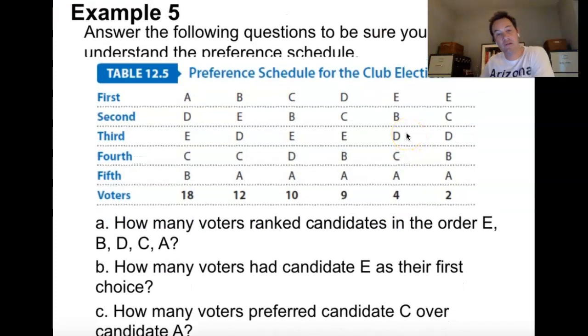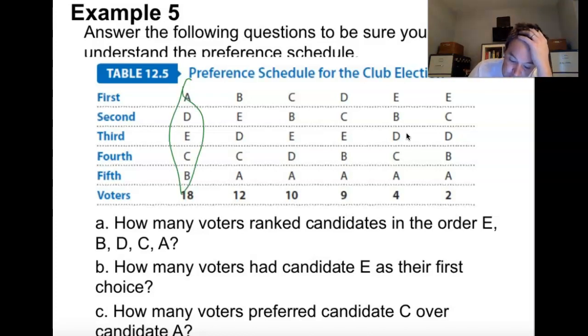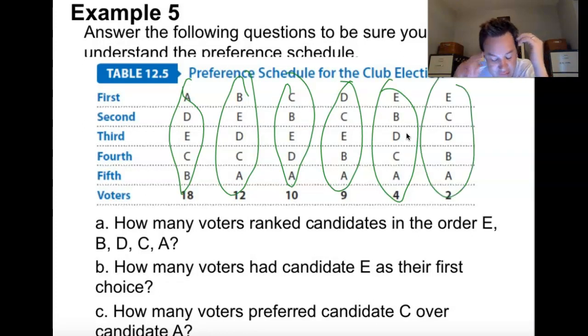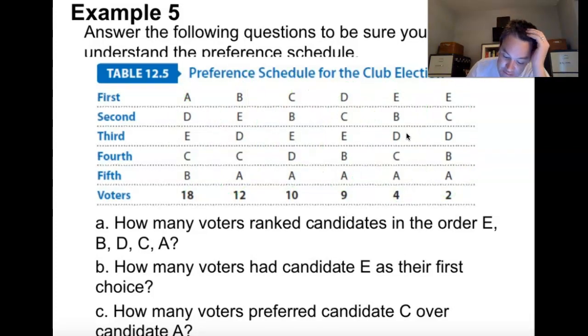All right, so now we're going to answer some basic questions about a little bit more of a complicated preference schedule. Here is one that has 5 candidates, candidates A, B, C, D, and E. And these are the rankings of those members among voters. So there happen to be 1, 2, 3, 4, 5, 6 different ways these candidates were ranked in this election. And we're just going to answer some of these questions.